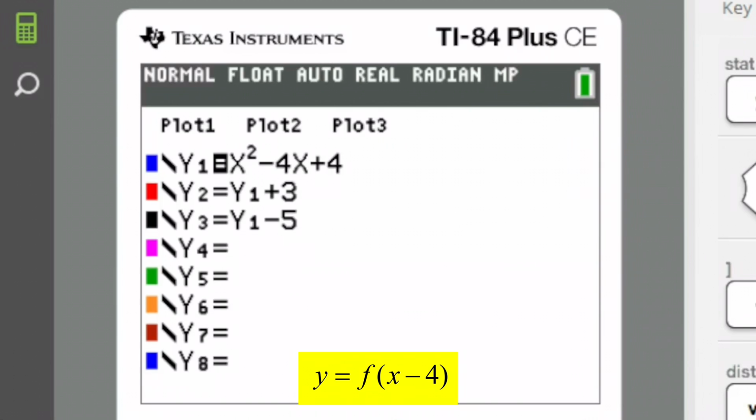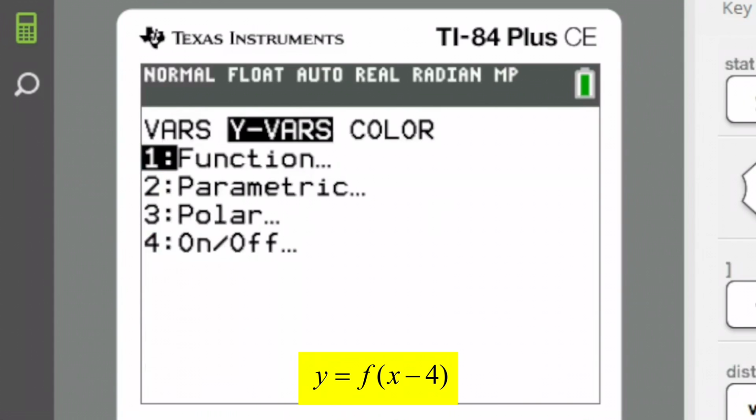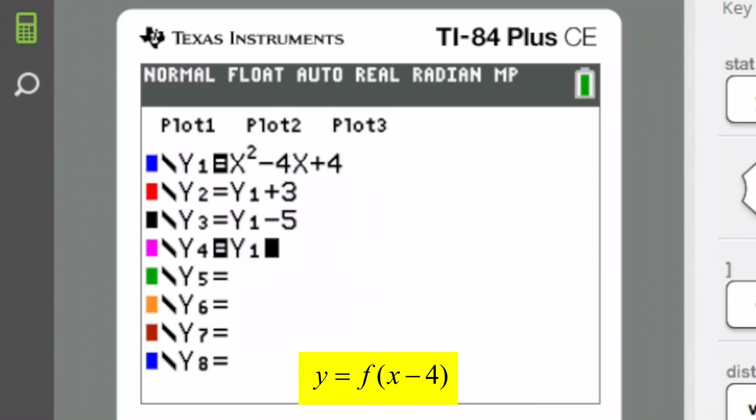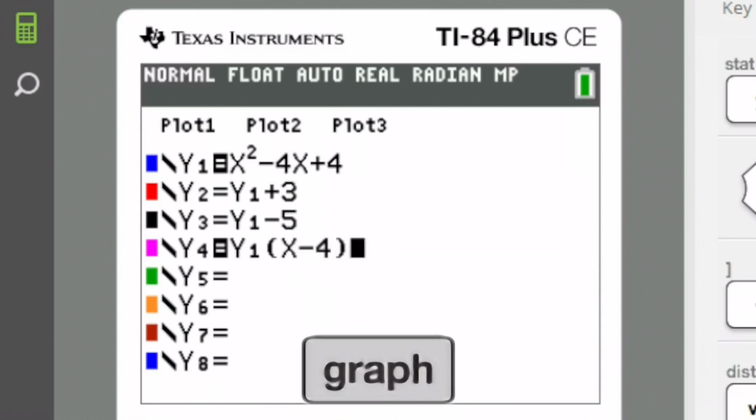This time I would like to translate the original blue curve to the right by 4 units. In terms of the notation, that is related to f(x minus 4). Then if we are doing some changes inside the bracket, we would be able to apply the similar way. So first of all, we can try to input the notation Y1 first, click the open bracket, and then we can input x minus 4, and then close bracket. Then press the graph button.